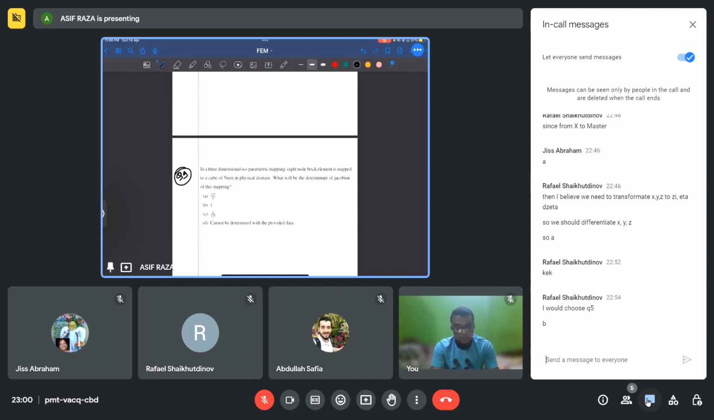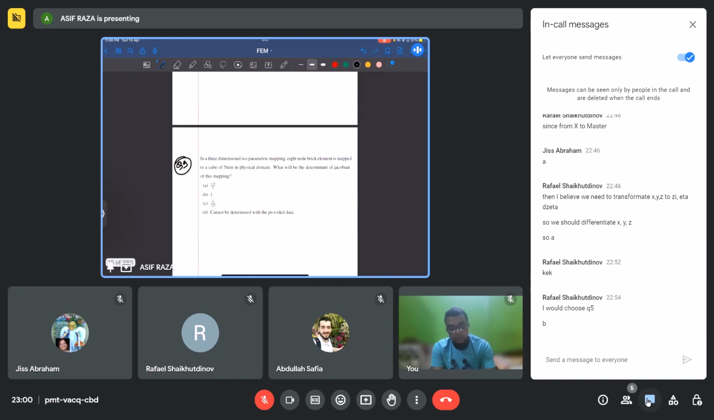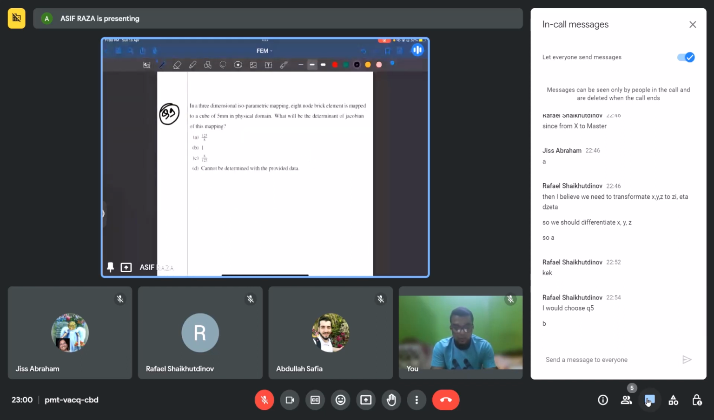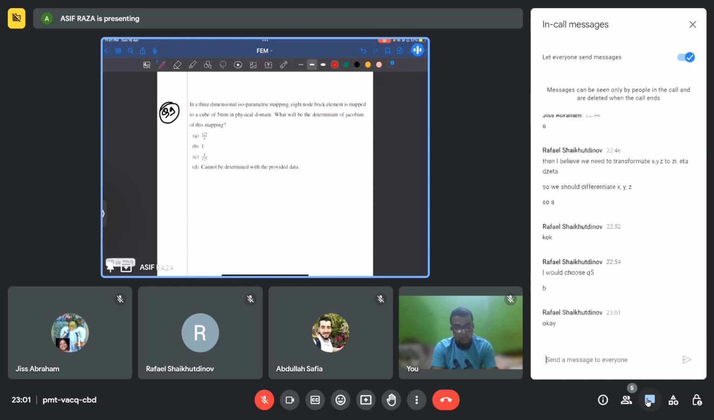Question number 9. Three-dimensional isoparametric mapping. An 8-node brick element is mapped to a cube of 5 mm in physical domain. What will be the determinant of Jacobian of this mapping? So this is what I just told about. Let's see if you can give an answer to this question.